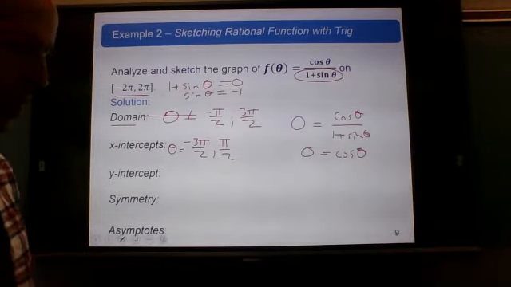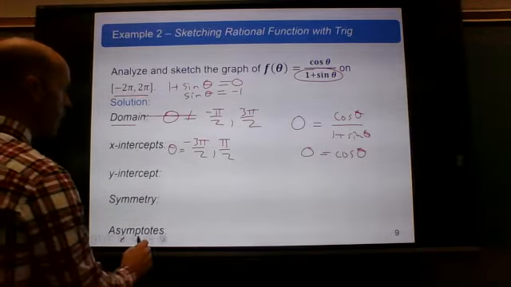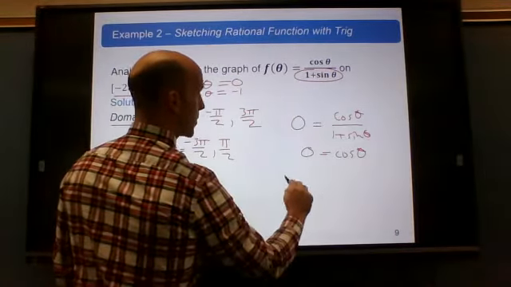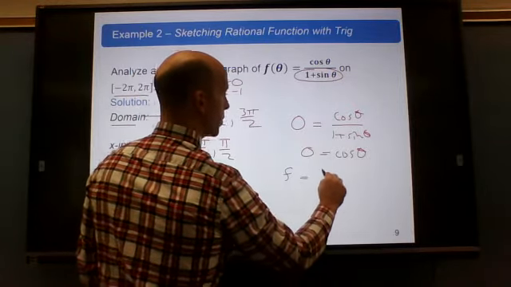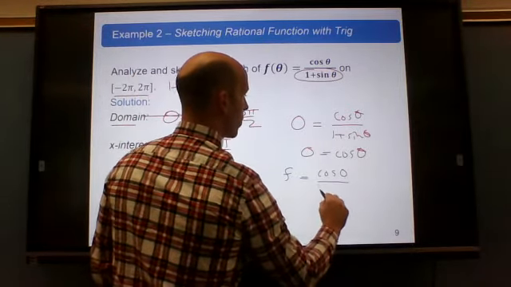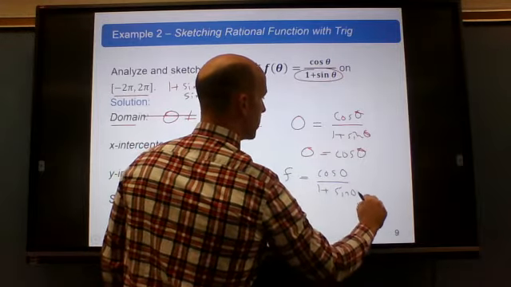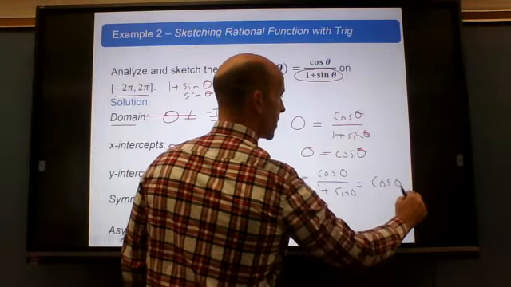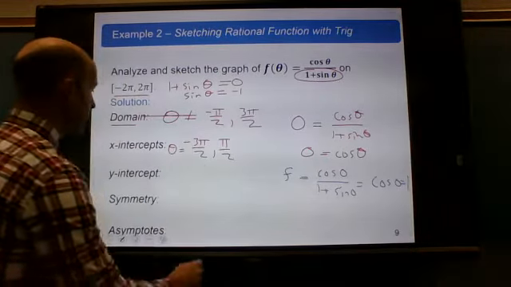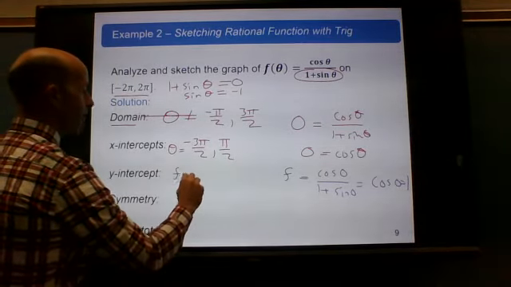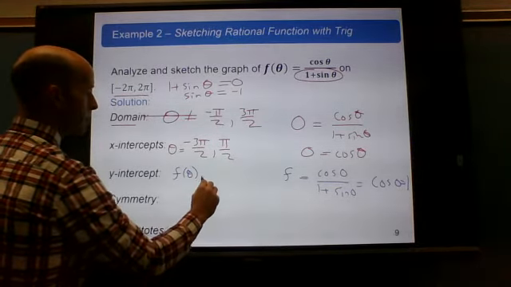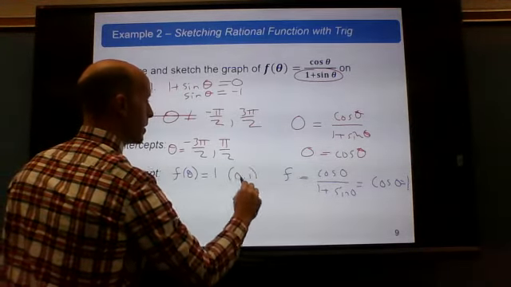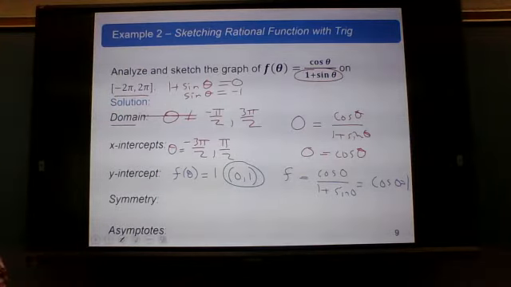In terms of y-intercepts, to find a y-intercept, we're going to let theta equal 0. So that's going to be f equals the cosine of 0 over 1 plus the sine of 0. Well, the sine of 0 is 0, so you're essentially saying the cosine of 0, and the cosine of 0 is 1. So that's going to be our y-intercept. Better yet, let me write it this way: it's going to be (0, 1). That is your y-intercept.